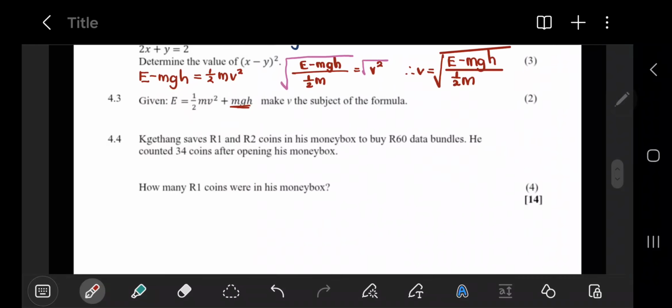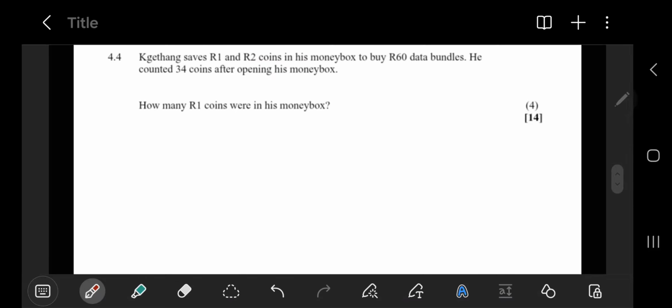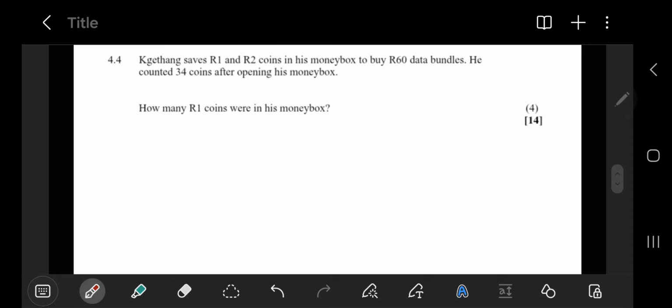Let's now look at 4.4. It says Gauteng saves 1 rand and 2 rand coins in his money box to buy 60 rand data bundles. He counted 34 coins after opening his money box. How many 1 rand coins were in his money box?